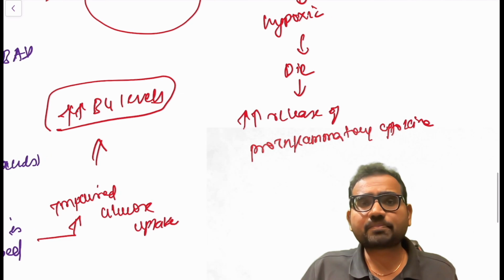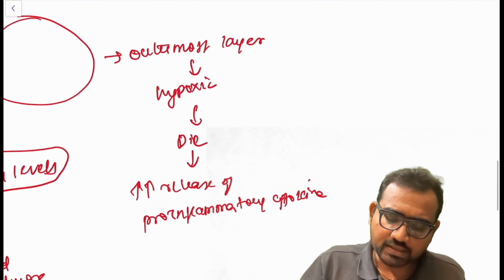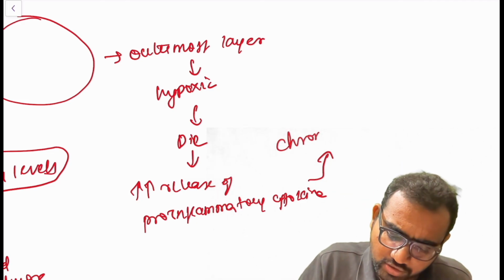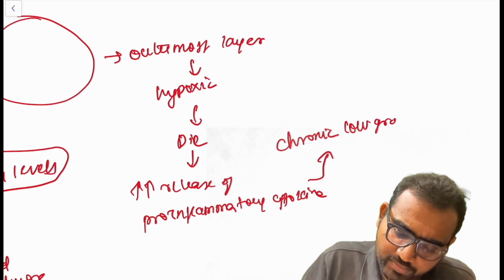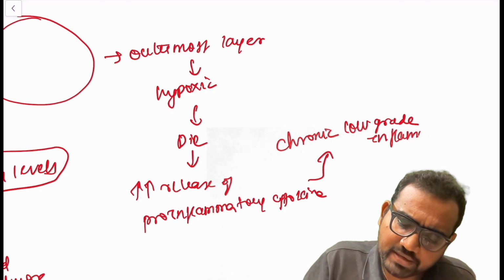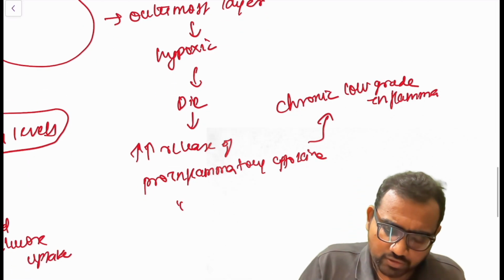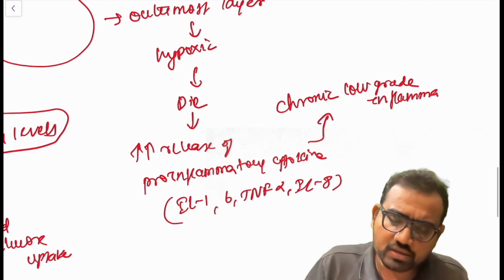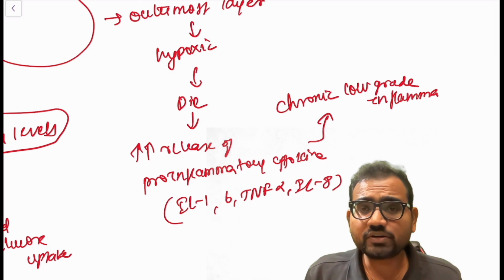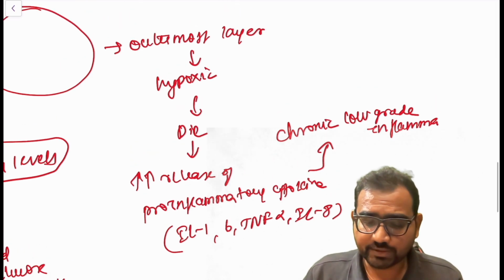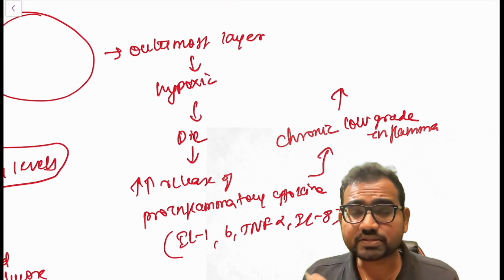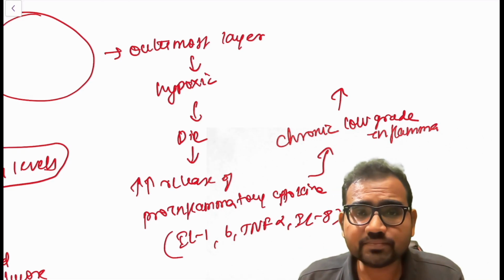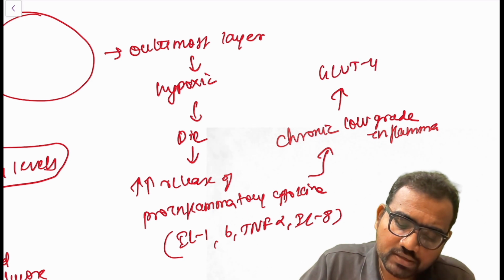Whenever there is a release of pro-inflammatory cytokines, there is going to be chronic low-grade inflammation. We all know that the pro-inflammatory cytokines, which are interleukin 1, 6, TNF-alpha, and interleukin 8, will cause chronic low-grade inflammation, which in turn is going to enter the cell and cause some changes in the GLUT4 receptors.